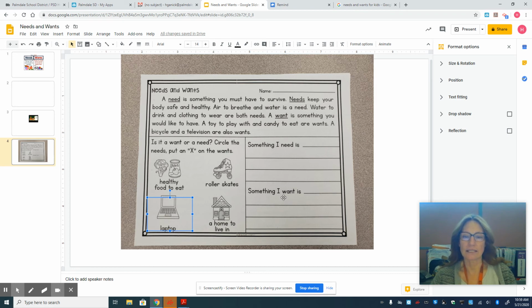Then the next sentence is going to say, something I want is. And remember, a want is something you just want. You just would like to have it for fun, okay? So I want you to write those two sentences. Make sure there's a period on the end, all right? So it's a very short lesson today about needs and wants.